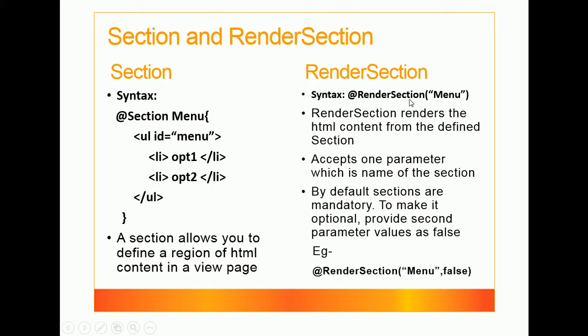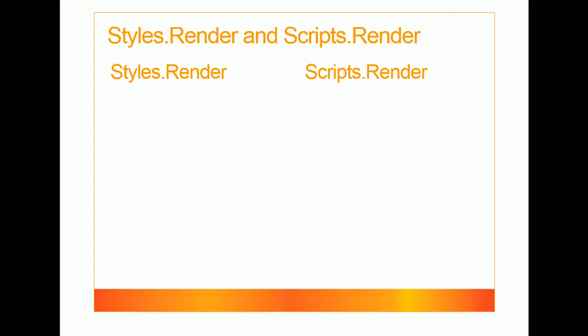For this section you are giving a name, menu, and you will be rendering this using the RenderSection method. It accepts one parameter, which is the name of the section, and by default the sections are mandatory. To make it optional, we have to provide the parameter value as false. So if it's not required to render that section, then we make it false. Now let's see what Styles.Render and Scripts.Render are.